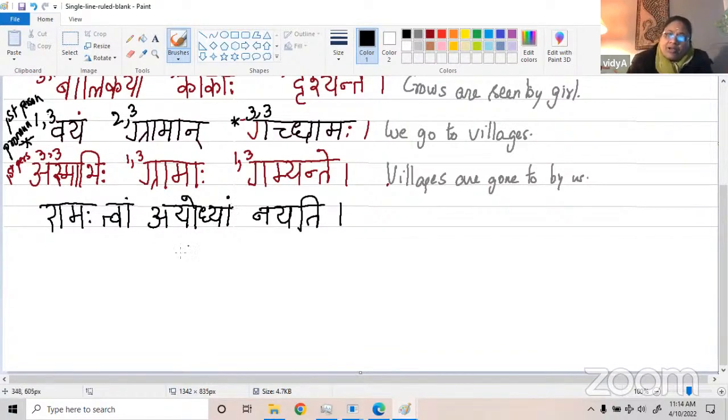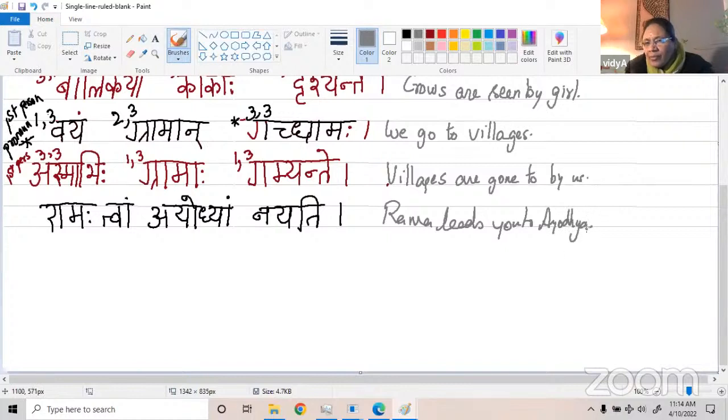interesting. Because we have two objects, we are now going to end up covering one aspect which I had not planned on touching, but we are going to touch that now. So Rama leads you to Ayodhya, yes? Okay. Ramaha leads you to Ayodhya.